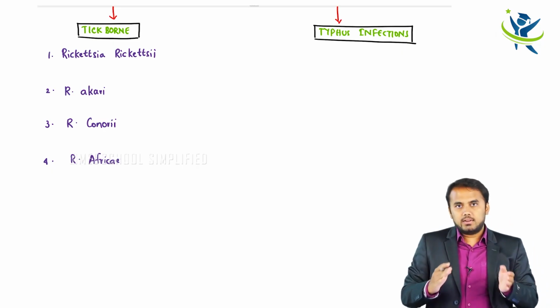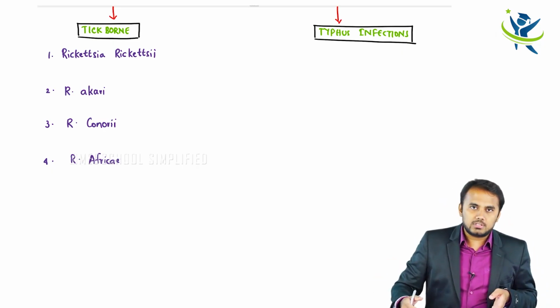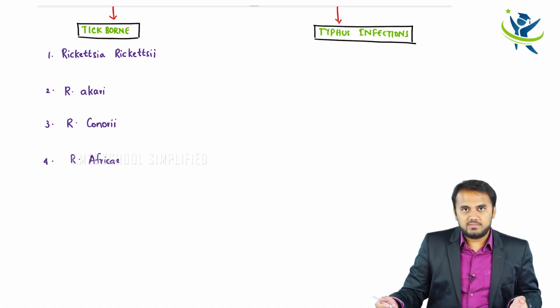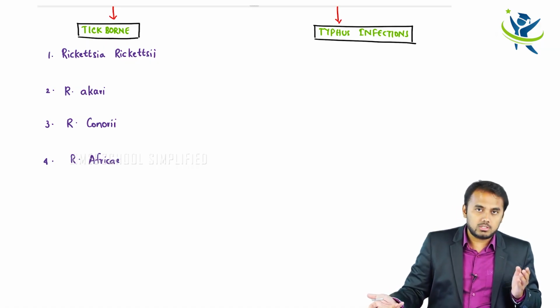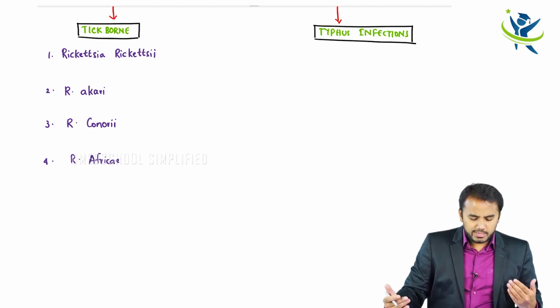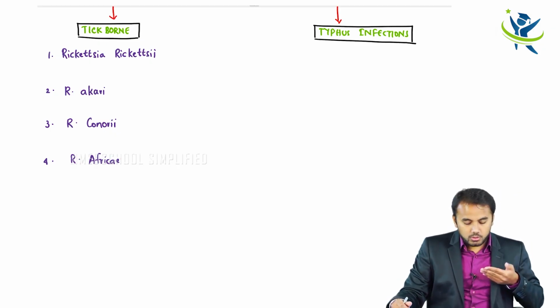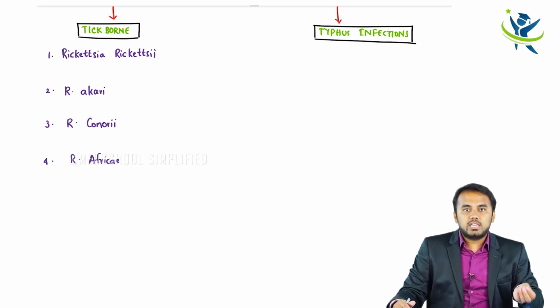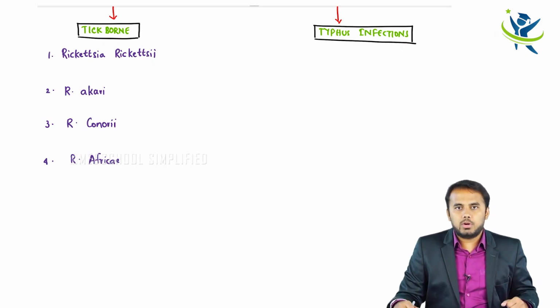Before we discuss that, we shall also finish the other group on the typhus side and then we shall come into this, right? I told you Rickettsia causes tick-borne infections and typhus infections. What do you mean by tick-borne infections? It means all these four different types of Rickettsia which I have written here transmit through ticks. That is why it is tick-borne infection.